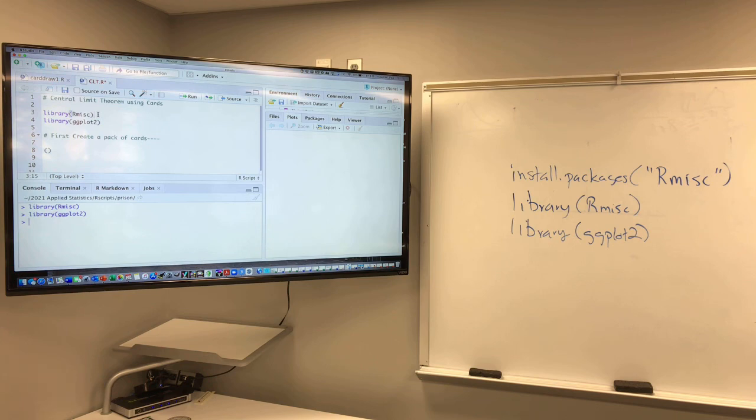That should do it. Just run that line. It's gonna take a minute. There you go. You wait for the command prompt to come back. Now run library rmisc to load.